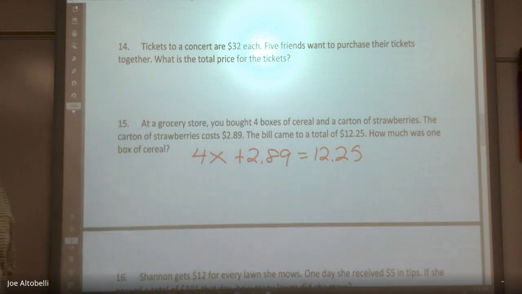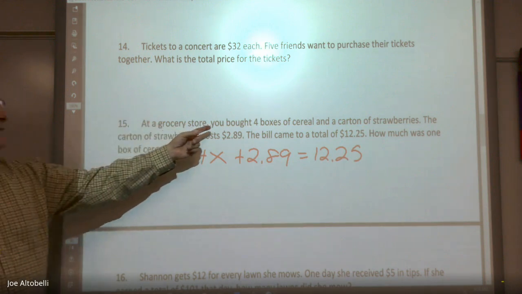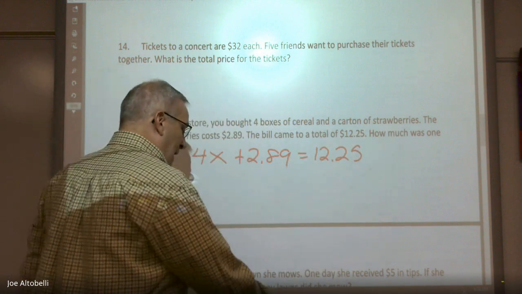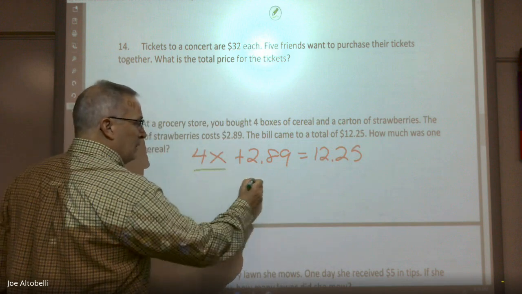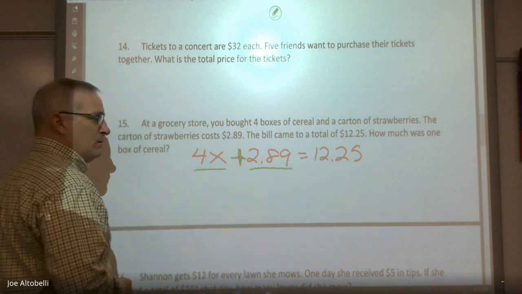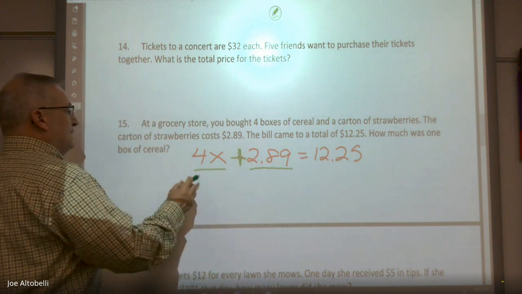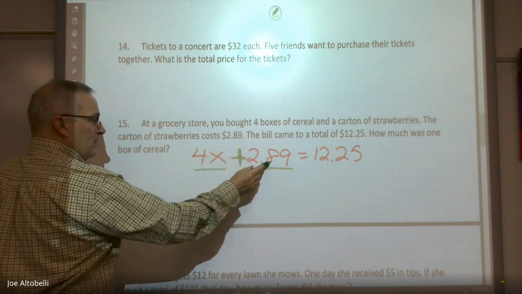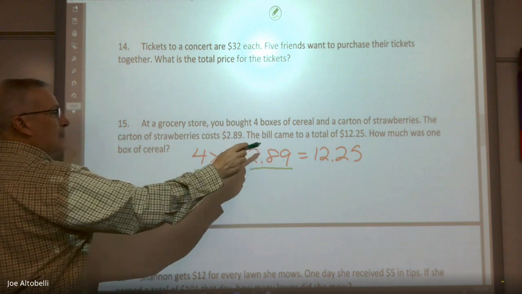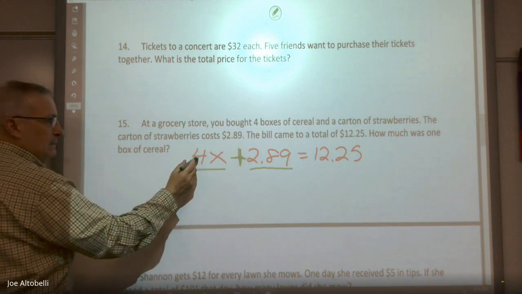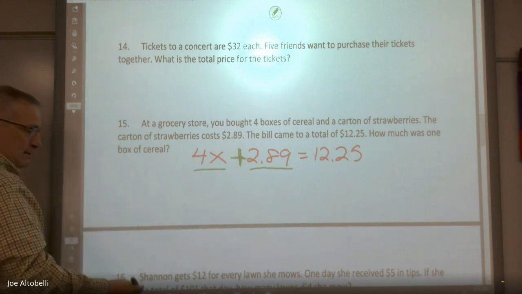So let me go over how I set this up again. You bought 4 boxes of cereal and a carton of strawberries. So I knew I was going to have some amount plus another amount that is going to give me the $12.25. Then it tells us the carton of strawberries is $2.89, so I know the $2.89 is in here, it doesn't matter where you put it. And the bill came to $12.25. How much does 1 box of cereal cost? You bought 4 of them.